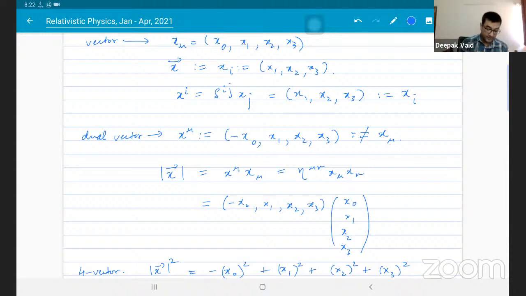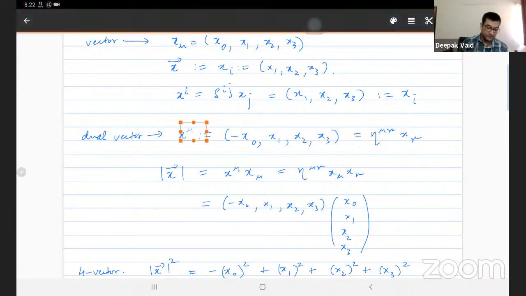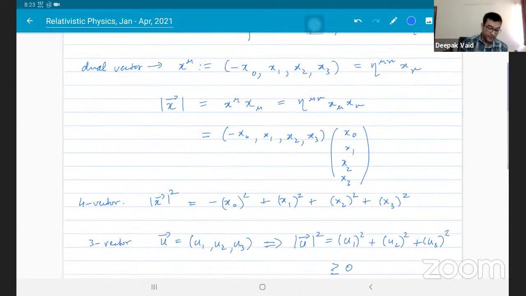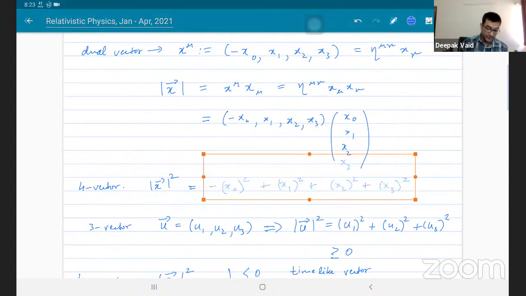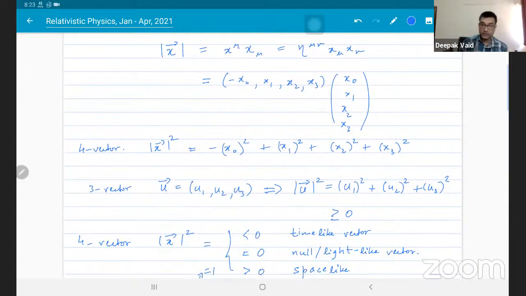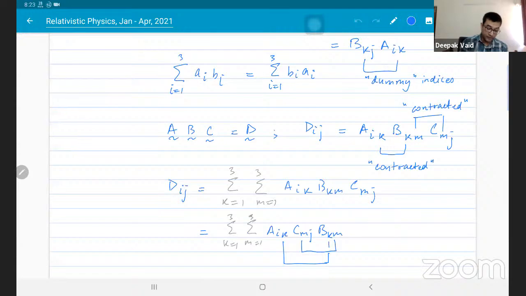Now this dual vector can be expressed in the following way. You can write it as eta mu nu x nu. This is called raising an index. You have raised this index. So when you take the inner product of two vectors, you have to multiply the dual vector with the vector. And when you do that, you get this. So this is called the Minkowski or Lorentz inner product. And you can see immediately that this is different from the Euclidean inner product.